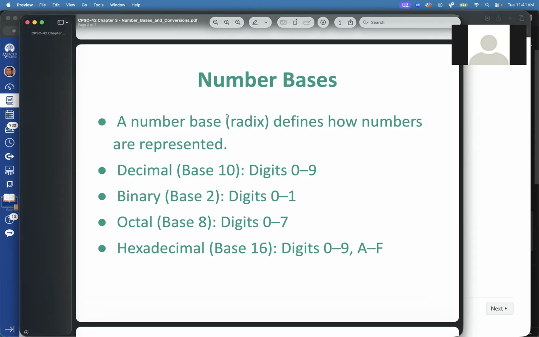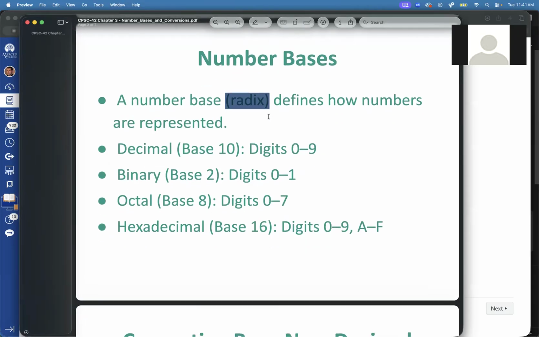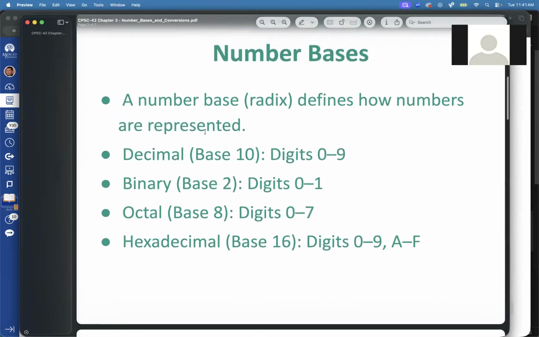So a number base, which can be called a radix, defines how numbers are represented. The normal numbers that we use, of course, are base 10. We assume that because we have 10 fingers. That's also called decimal, and you have to be careful not to confuse the word decimal, like a decimal point, with decimal that means base 10. So the word gets used in both places.